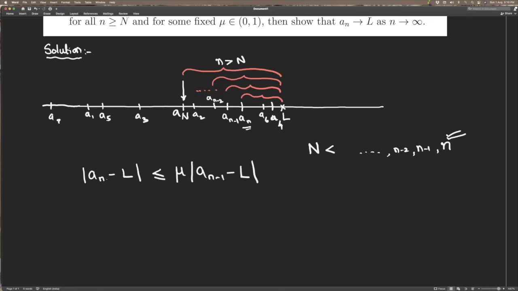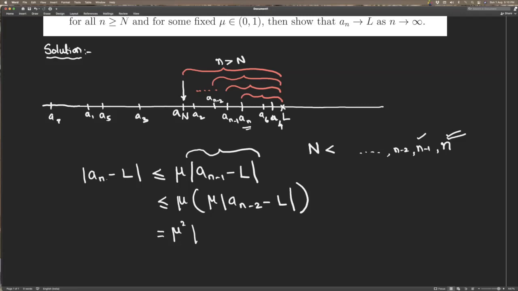Now you look at this situation: n minus 1 is also greater than capital N. Therefore, you can apply the same given condition for a_(n-1) also, that is, replace n by n minus 1. That gives you, this is less than or equal to mu times mu into mod a_(n-2) minus L. You are applying the same condition by replacing n by n minus 1, right? That happens to be mu square mod a_(n-2) minus L, right?